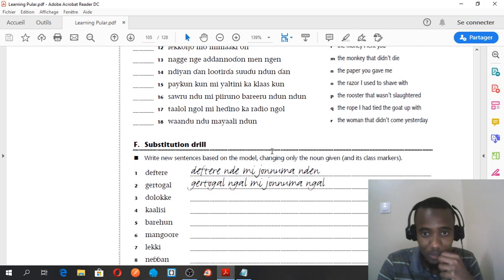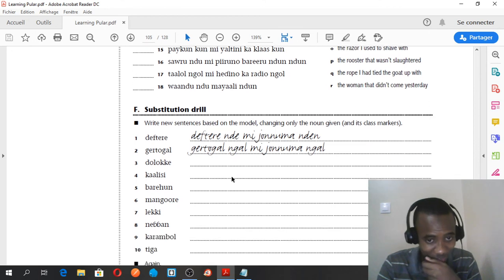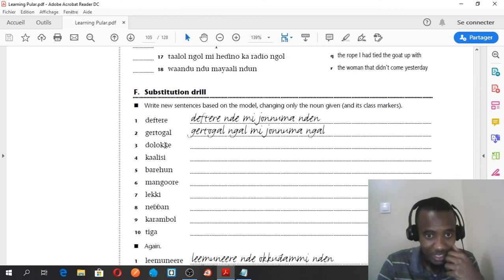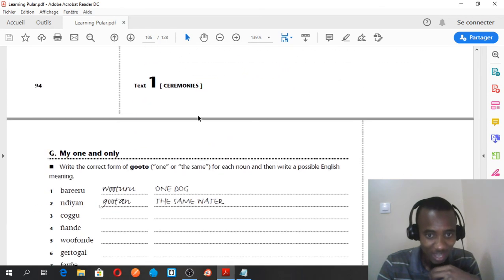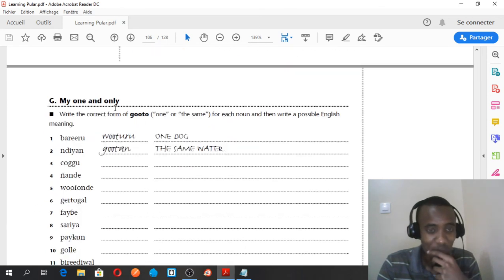Write new sentences based on the model, changing only the noun given. Deftere. Deftere de mi jonnu no ma deng. Gertogal. Gertogal ngal mi jonnu no ma ngal. Interesting. Doleke. Mo mi jonnu no ma on. Okay? And so on. Kalisi. And so on. Okay? Le munere. Excellent exercise, this one. My one and only.